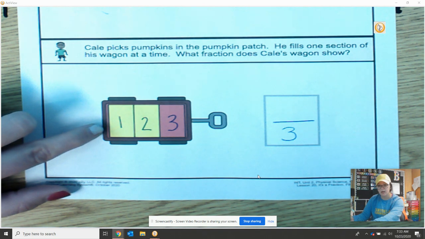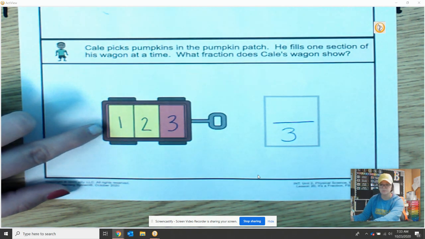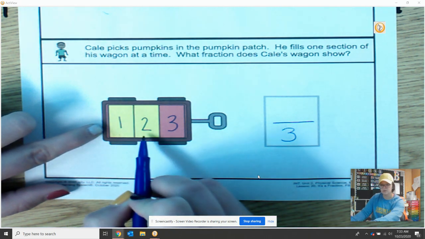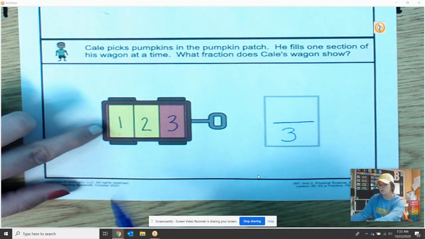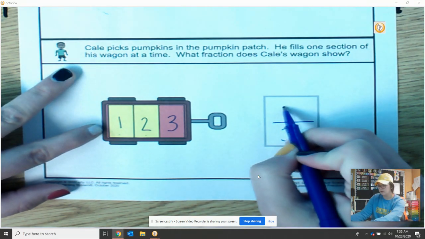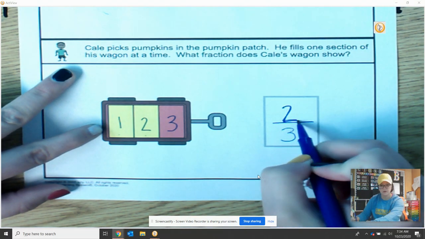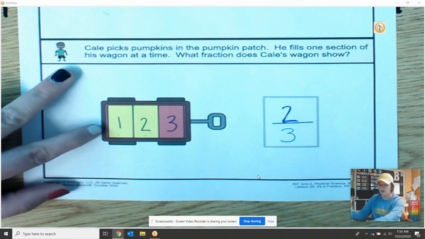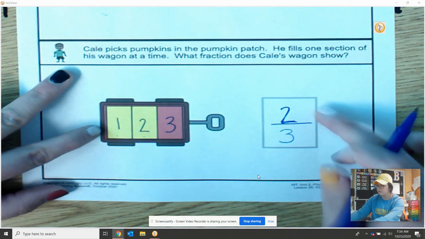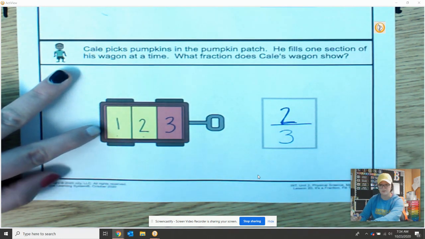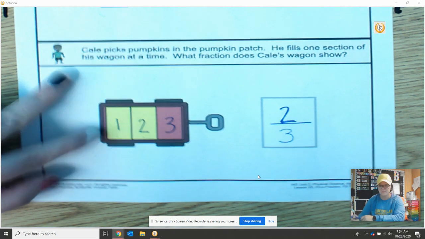Take a look at your page and tell me how many are colored yellow. How many do you see that are yellow? You should see 1, 2. 2 parts are colored yellow. So in this situation, I have 2 over 3, or 2/3. Okay?